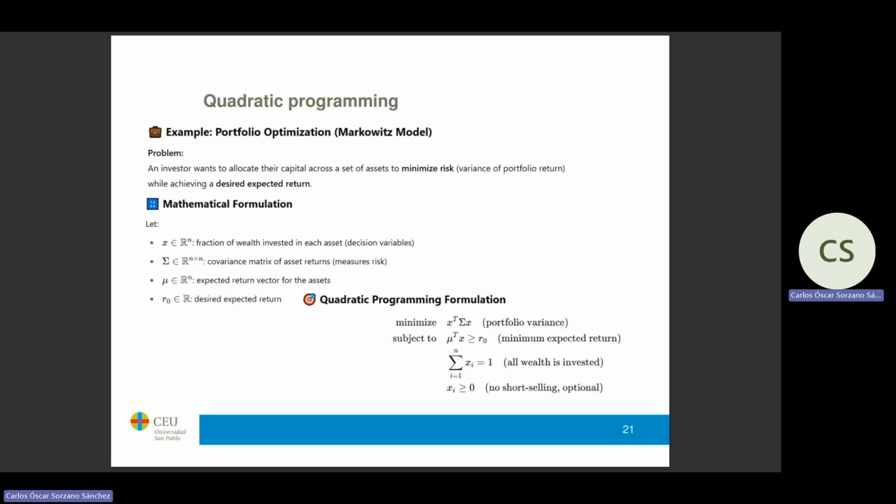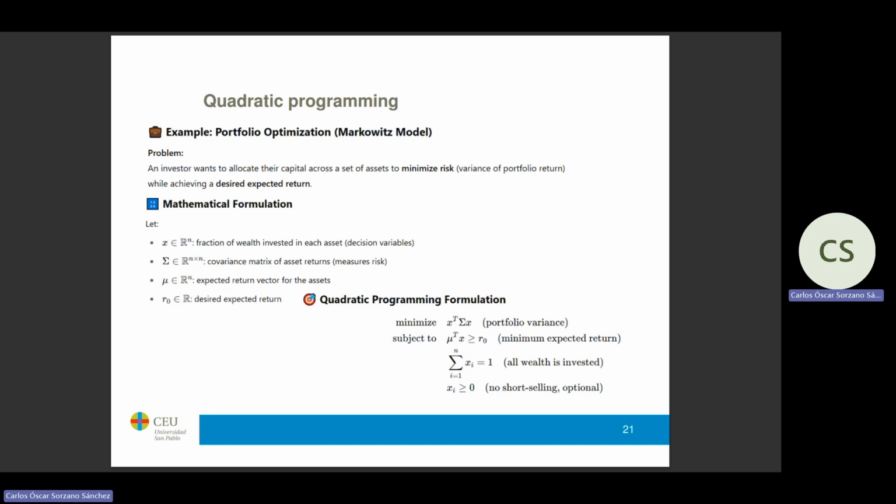Okay, so which are the variables that we can tune? The fractions of this capital that are assigned to each one of the assets. So let's say that you have n assets, and each one of these n assets has an expected return. So if you collect all of them together, then you have a vector, a return vector.